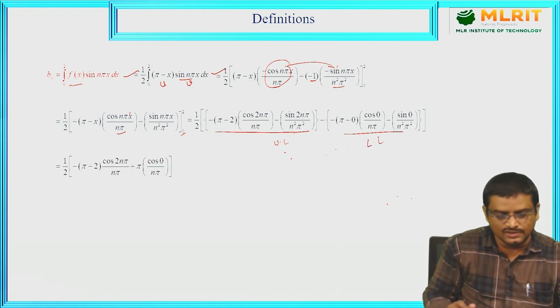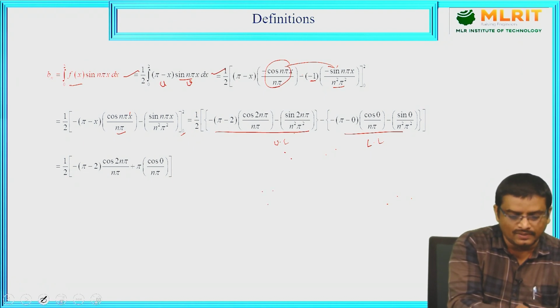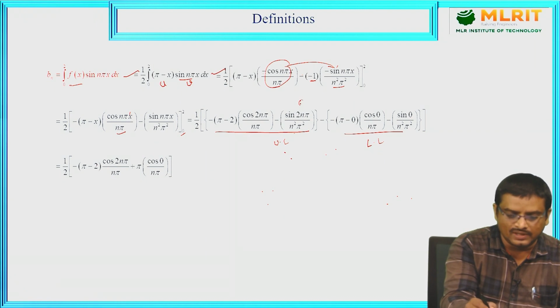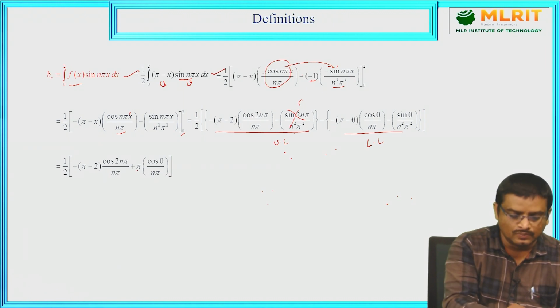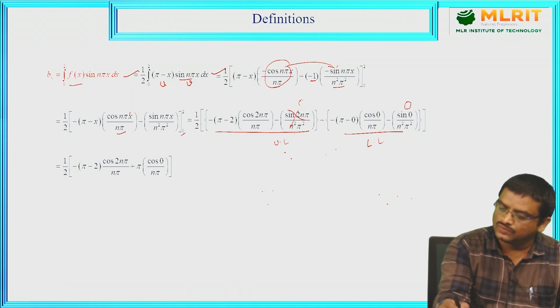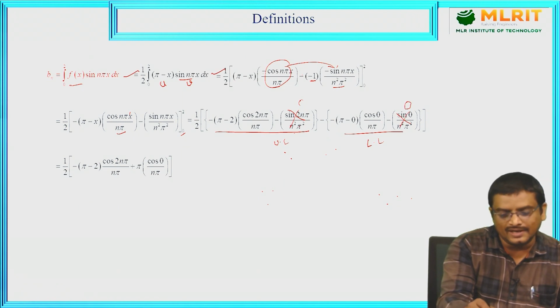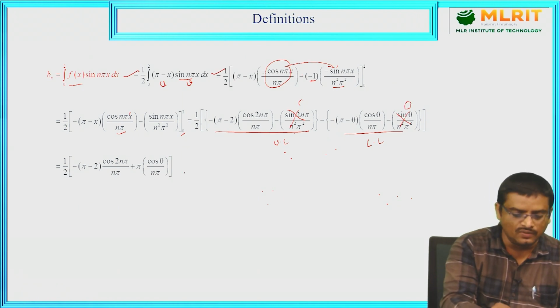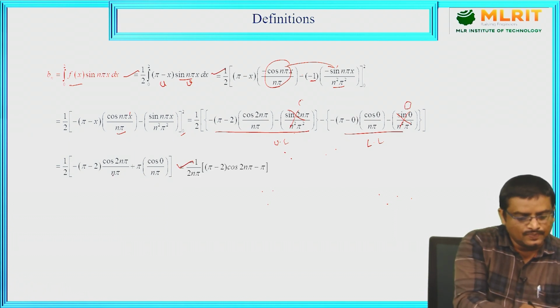Now simplify this here. So minus of pi minus 2 into cos 2 n pi, and sin 2 n pi is 0, so we can neglect this, and here we are having cos 0, that is 1. So minus of minus plus pi into cos 0 by n pi, and sin 0 is 0 here, so we can neglect 0 by anything equal to 0, so we can neglect this term. So after getting these two sine terms as zeros, finally we got this is the value. Now in the next, you substitute that cos 2 n pi and cos 0 here.